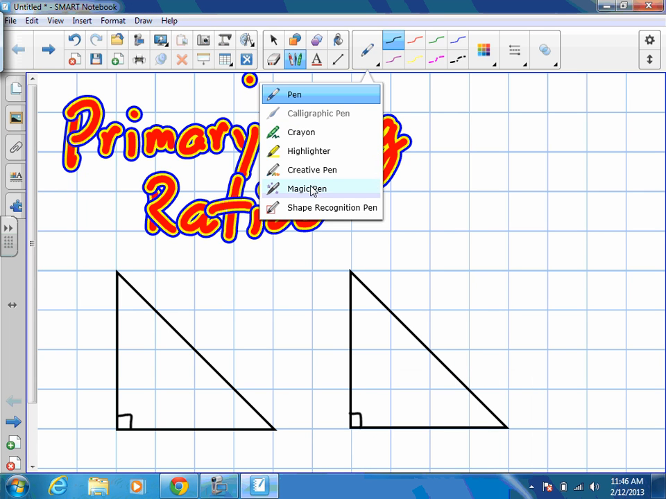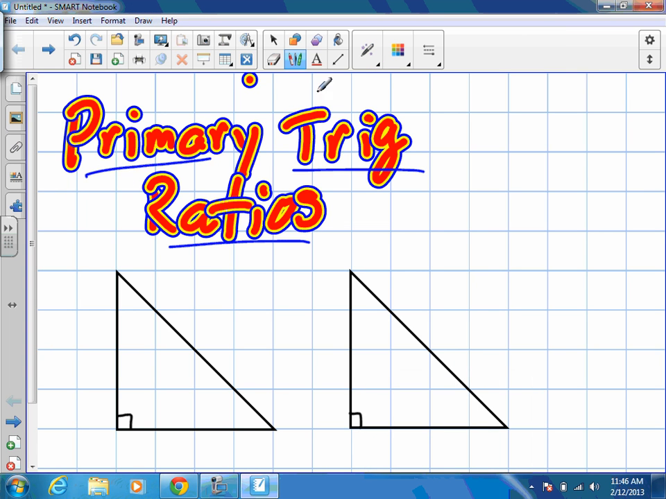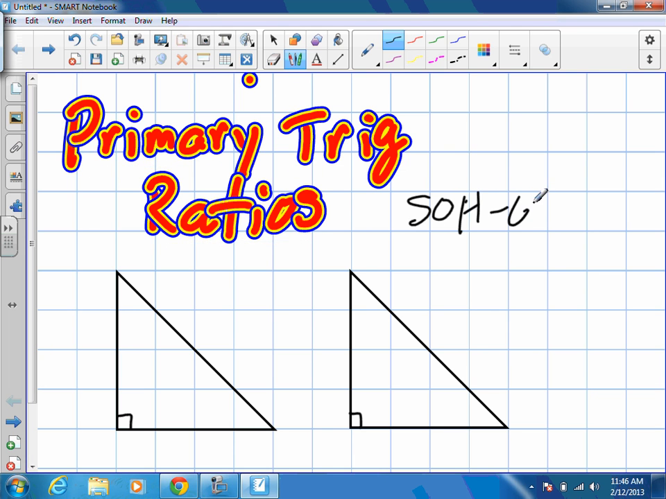We're going to go over primary trig ratios. So you guys know them as what? Anyone remember? That's right. Sohcahtoa is usually what you guys call it. Okay. Now that stands for the sine ratio is equal to the opposite over the hypotenuse.